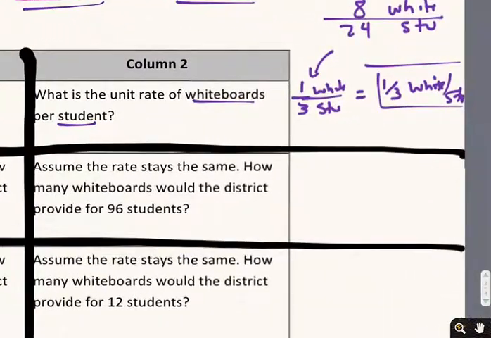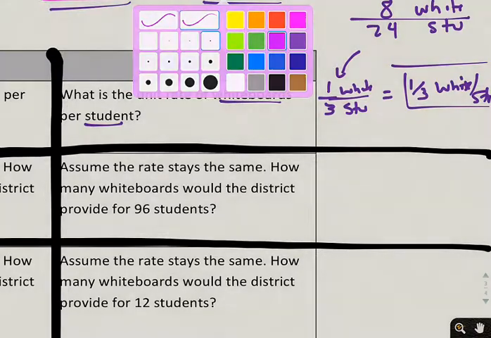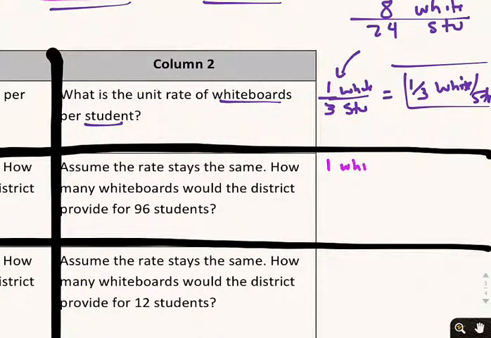So over here as well, let's recall that we have 1 whiteboard for every 3 students. And now we want to provide for 96 students. So there should be a third as many whiteboards. In other words, we multiply again. And look at this. It's going to be 32 whiteboards.